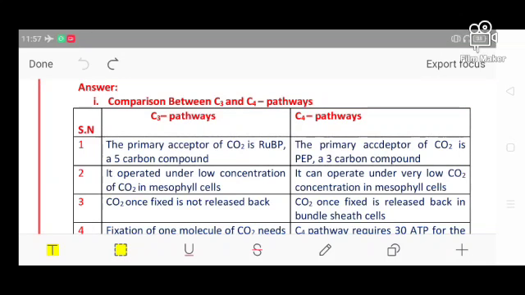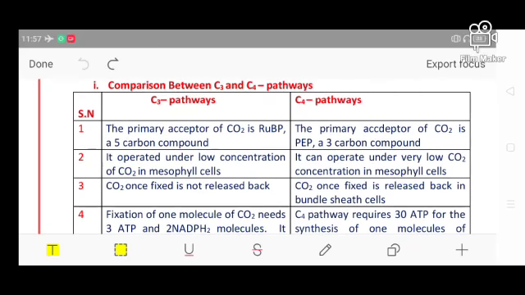So today I will discuss the comparison between the C3 and C4 pathways. It is a very important question from the point of view of your paper as well as your class 12th standard. So without any delay, let's get started.